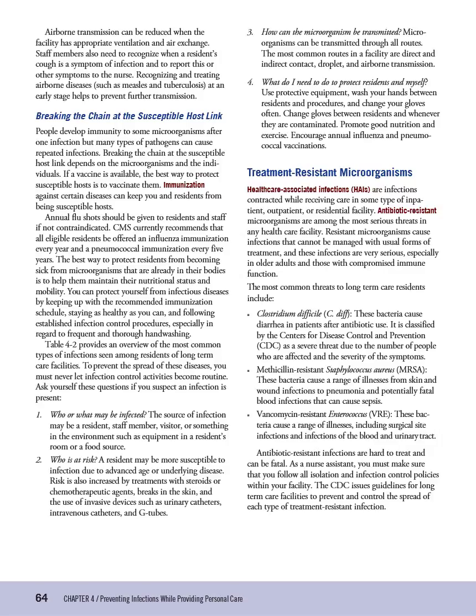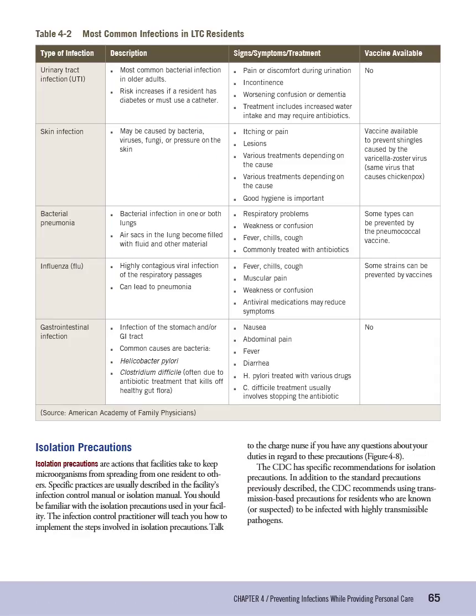Vancomycin-resistant Enterococcus, VRE. These bacteria cause a range of illnesses, including surgical site infections and infections of the blood and urinary tract. Antibiotic-resistant infections are hard to treat and can be fatal. As a nurse assistant, you must make sure that you follow all isolation and infection control policies within your facility. The CDC issues guidelines for long-term care facilities to prevent and control the spread of each type of treatment-resistant infection.